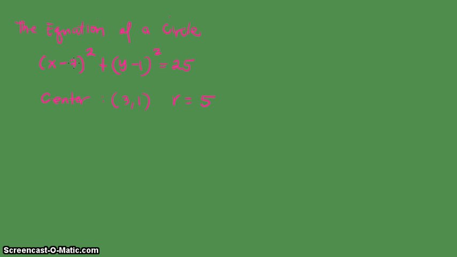You get the center from this number and this number. For the x value it's the 3, for the y value it's 1. The radius is the square root of this number. So it's not too difficult to identify because you can see it directly from the equation, right? Now let's have another example.